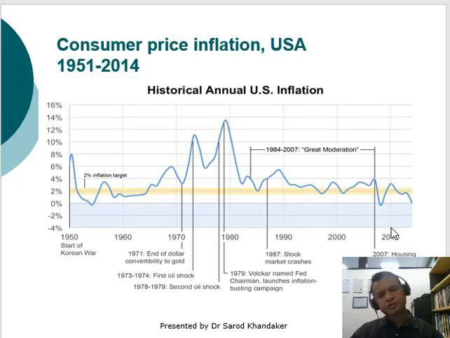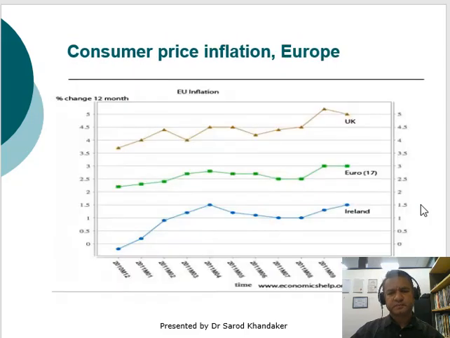Now this slide shows the consumer price inflation of the USA from 1951 till 2014. If you look at the US inflation, you'll find that during the 80s, or just before the 80s, the consumer price inflation of the USA was about 13%. And then it has significantly dropped. Currently, the consumer price inflation in the USA is around 2%. This slide shows the consumer price inflation in Europe, which includes European countries, the Euro area and Iceland. And their targeted inflation rate is about 2 to 3% as well.